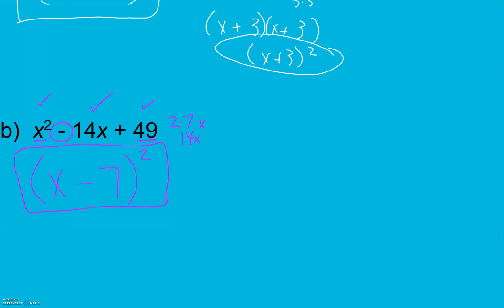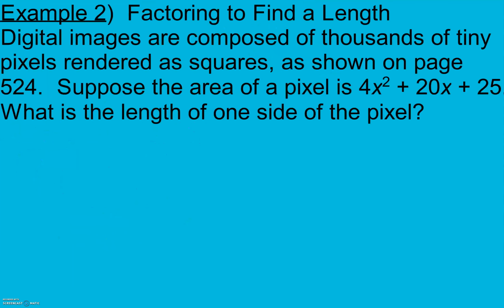Again, to multiply it back to check, we take our first term, square it. We take our last term, square it. We multiply the two together, x times negative 7, and double it. And we check back with where we started, so we know that we're good there.